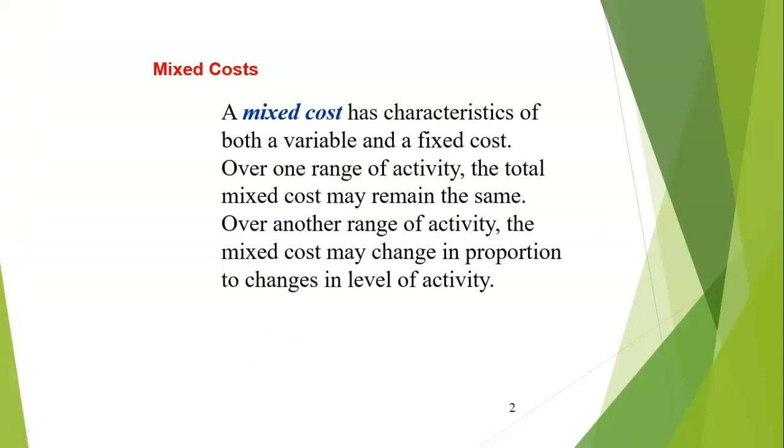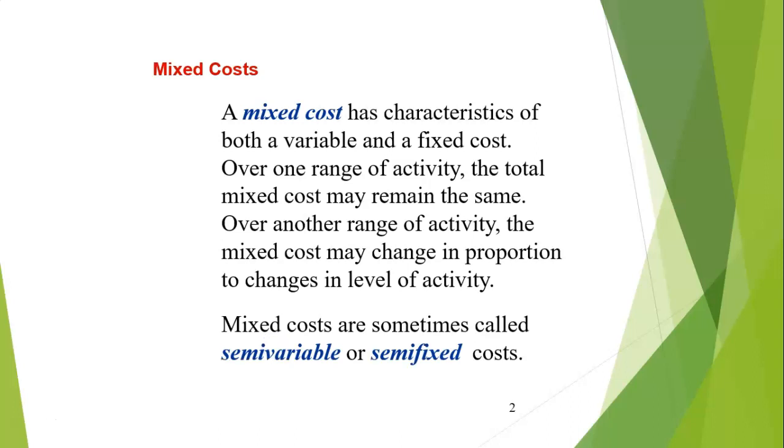So to recap from the previous PowerPoint video, a mixed cost has parts of a variable cost and parts of a fixed cost. Over one range of activity, the total mixed cost may remain the same. Over a different range of activity, the mixed cost may change in proportion to changes in level of activity. In other words, sometimes it acts like a fixed cost and sometimes it acts like a variable cost. In fact, sometimes these mixed costs are called semi-variable or semi-fixed costs.